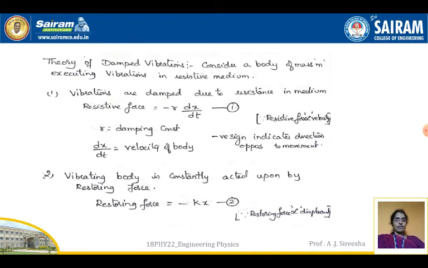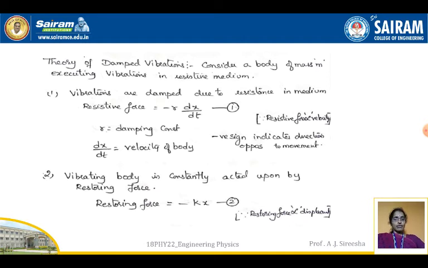So the resistive force is proportional to the velocity. Here you can see dx by dt. We know that dx by dt is nothing but the rate of change of displacement, that is, the velocity. So the resistive force is proportional to the velocity, and removing the proportionality symbol, you get R as a damping constant. Here the negative sign indicates the direction opposite to the movement. So the resistive force is given as minus R into dx by dt, where dx by dt is the velocity and R is called the damping constant.